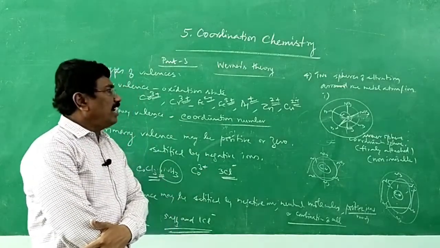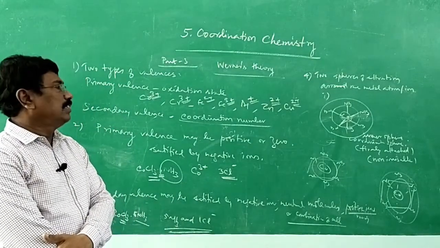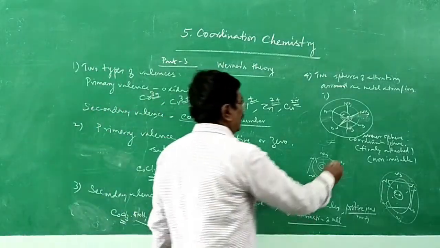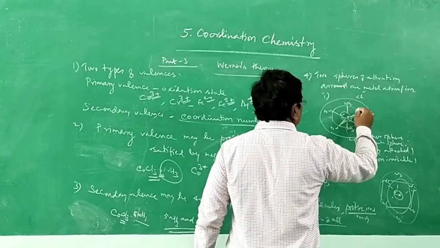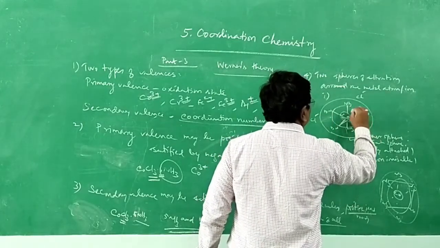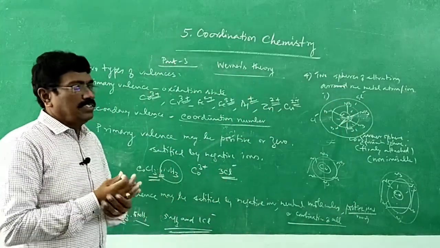Those chloride ions which are present outside the coordination sphere are ionizable. They are loosely attached to the central metal ion. Here 1 chloride, here 1 chloride ion, here 1 chloride ion. They are weakly attached.